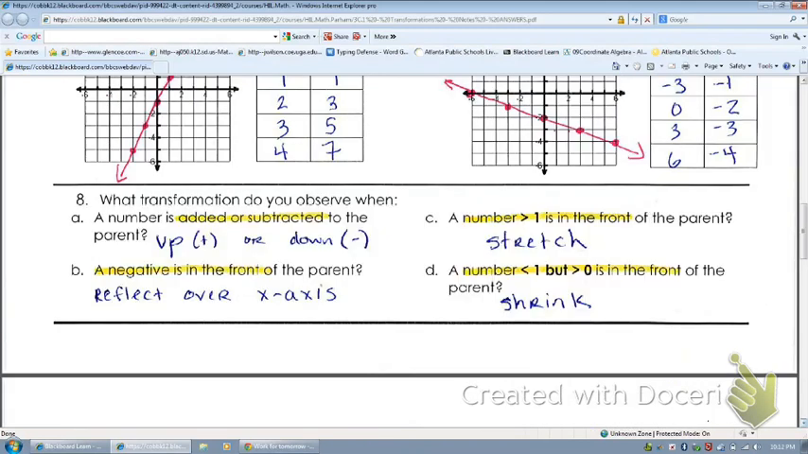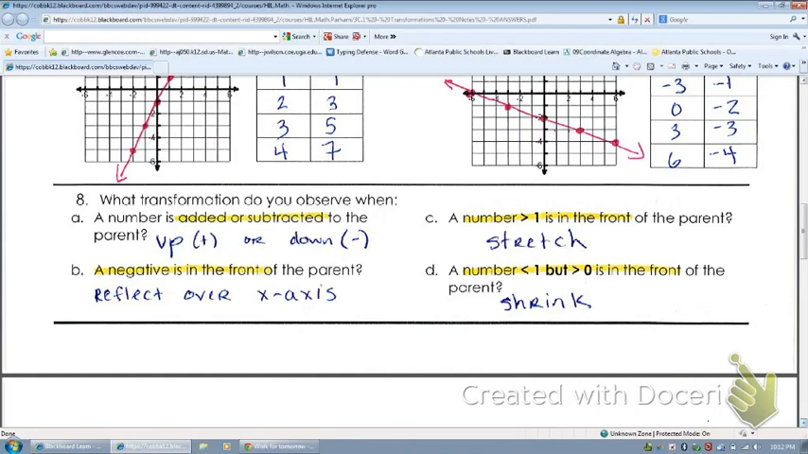These are basically the answers here. We already talked about this. If a number is added or subtracted to the parent function, which was y equals x, if you see an addition sign, that means you're moving up. If you see a subtraction sign, that means you're moving down. Shift up, shift down. Let's go to B. If a negative is in front of the parent, then we know we're reflecting over the x-axis.